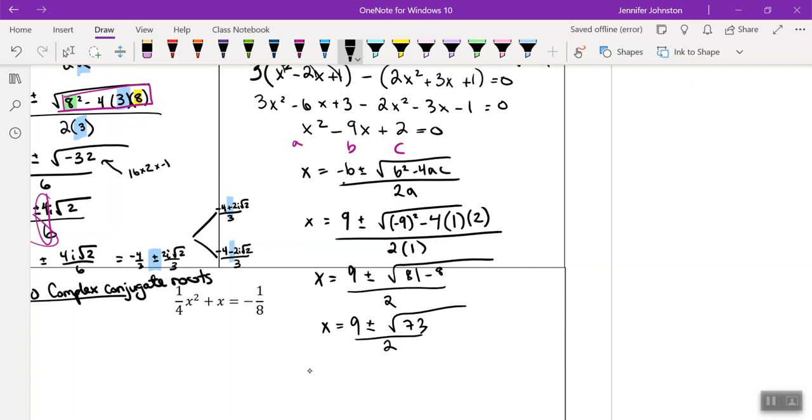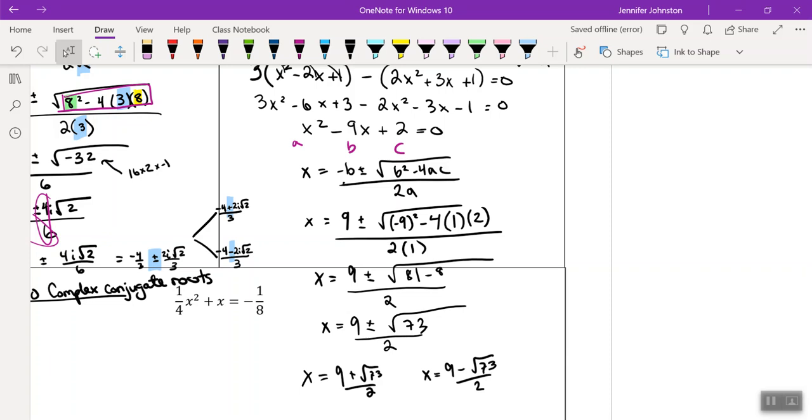And so here we have x is equal to 9 plus the square root of 73 over 2 and 9 minus the square root of 73 over 2. All right, so x equals 9 plus the square root of 73 over 2, and x equals 9 minus the square root of 73 over 2.